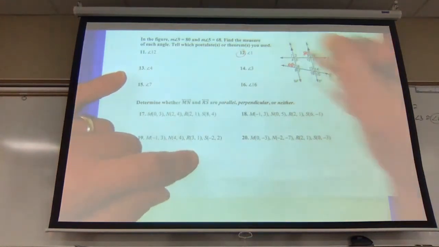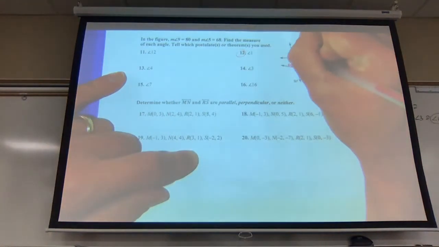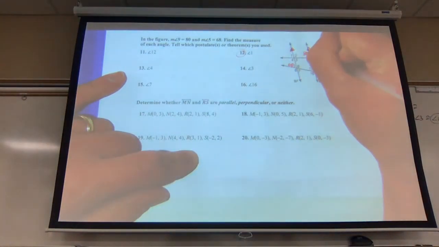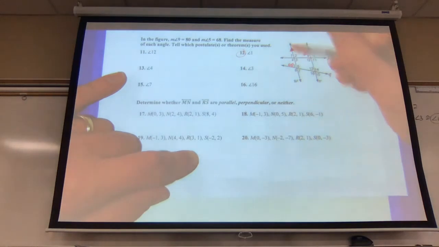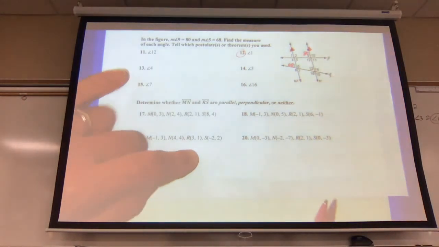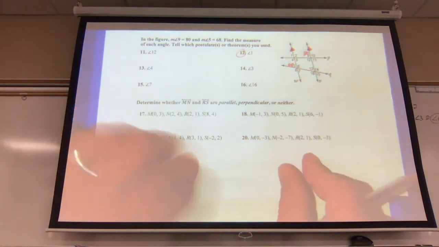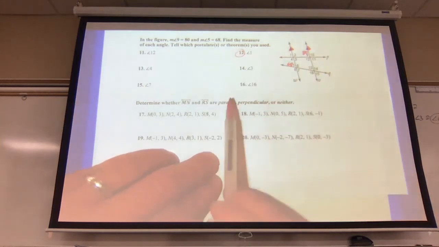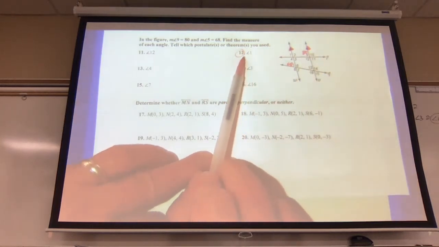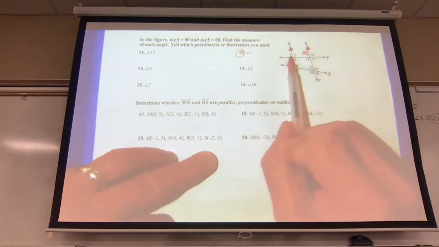Now, when you look at this picture, the other thing you need to notice is these 2 little arrows, 2 little triangles here. That tells us these 2 lines are parallel. W and V are parallel. So those are the 2 parallel lines we're going to use. And then we have 2 transversals coming through. So with number 12, we want to find angle 1. Angle 1 is right here.